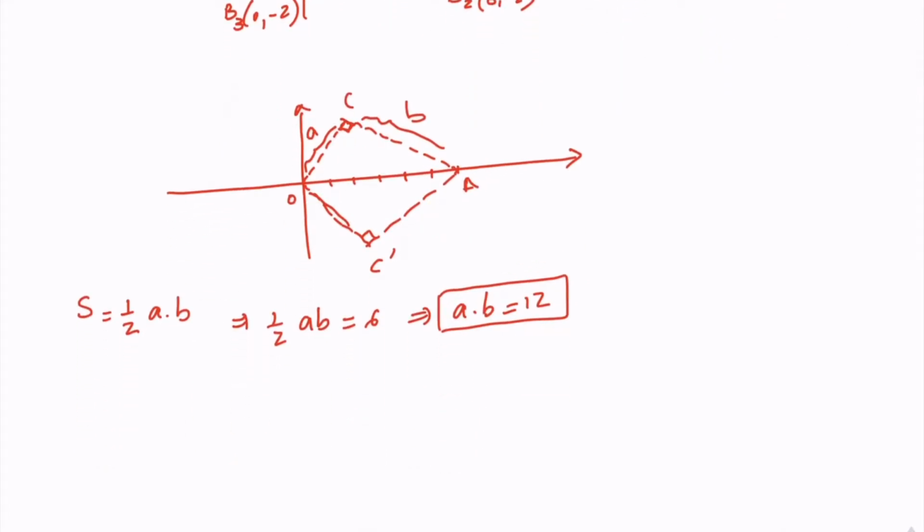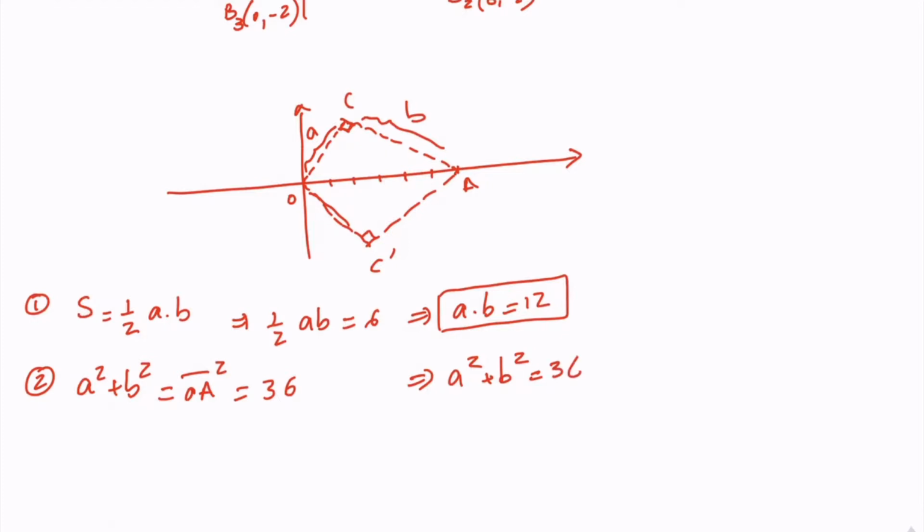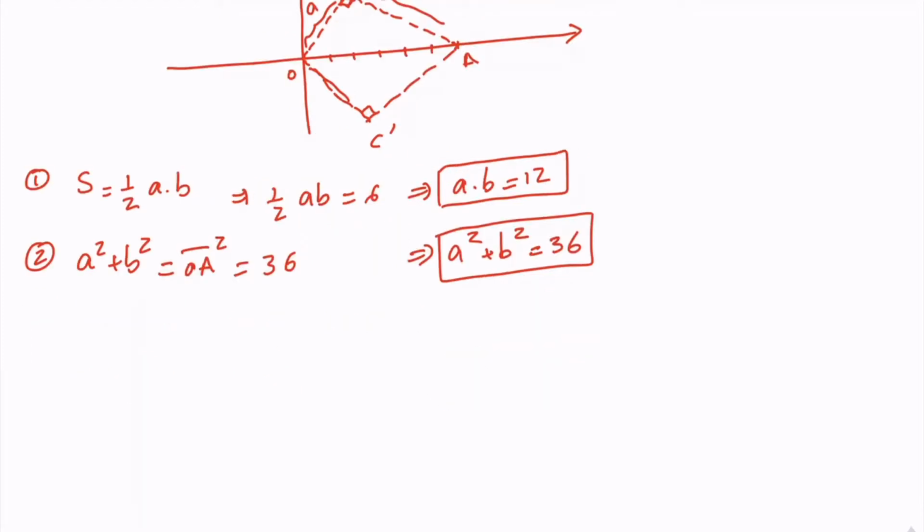So this is equation 1. On the other hand, from the Pythagorean theorem, we know that A squared plus B squared is equal to OA squared, and we know OA is 6, so this is 36. And we have another equation, A squared plus B squared is equal to 36. So one way to solve this system is to find A from the first equation and then replace it into the second equation and then find B from that. But I find it easier if I solve it this way.